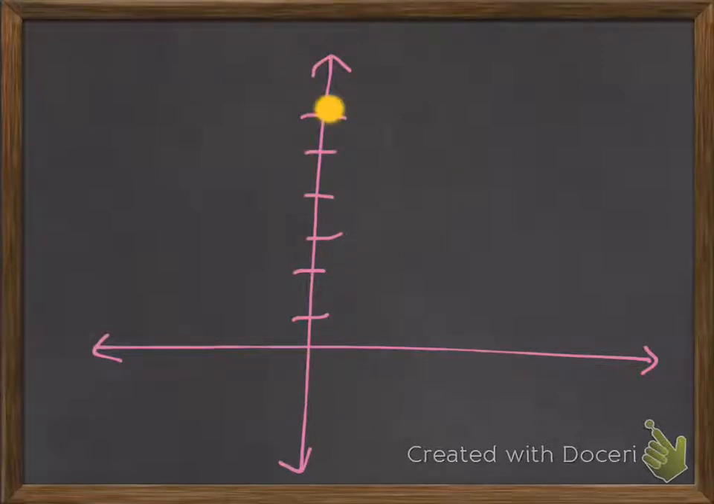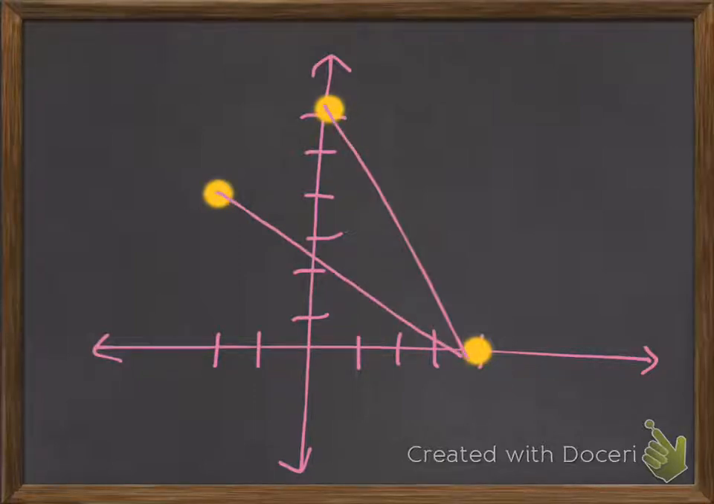So a point here. Point here. And a point here. So this would be our triangle. And this is labeled as A, B, C. So that would be my first step, is to graph the triangle.